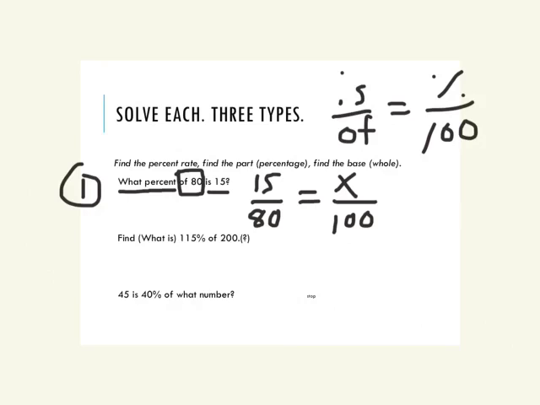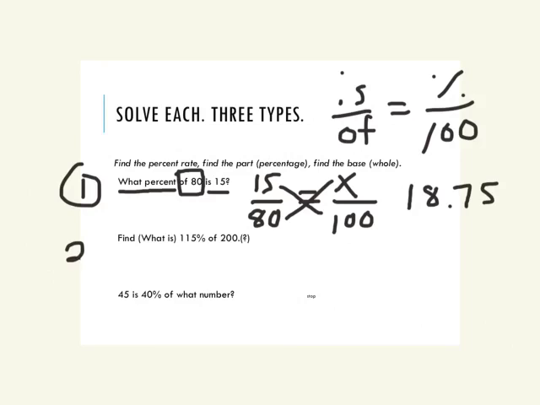So we have 15 over 80 equals x over 100. We could then go ahead and solve that proportion, and we would find the solution. So to solve that, we would obviously take 15 times 100 and divide it by 80. And that gives us a final answer of 18.75.